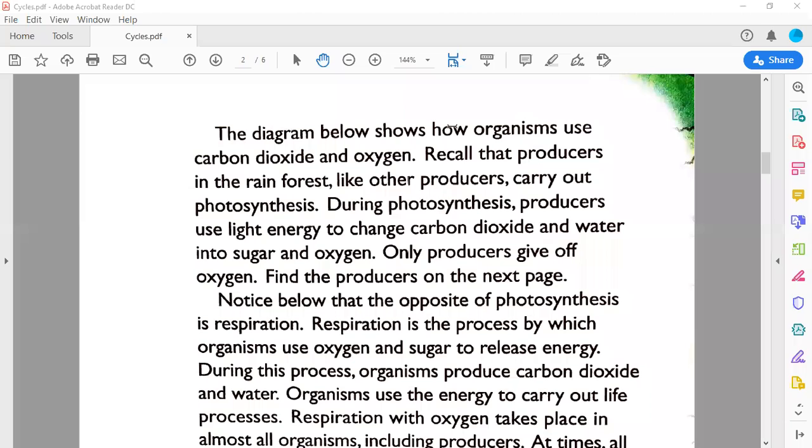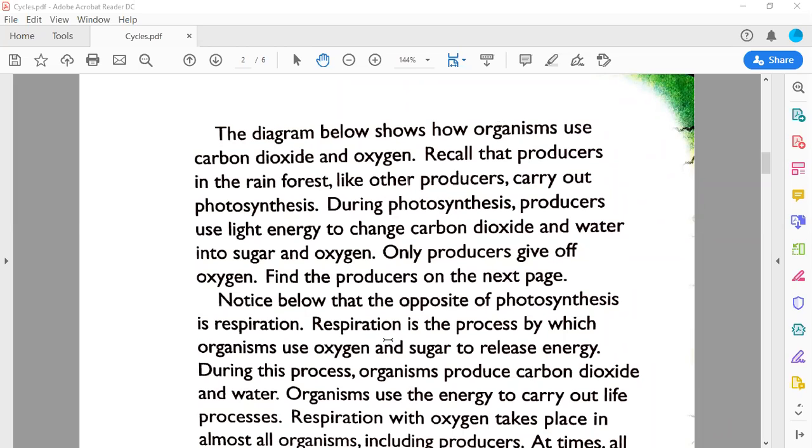The diagram below shows how organisms use carbon dioxide and oxygen. Recall that producers in the rainforest, like other producers, carry out photosynthesis. In photosynthesis, producers use light energy to change carbon dioxide and water into sugar and oxygen. Only producers give off oxygen. Find the producers on the next page.